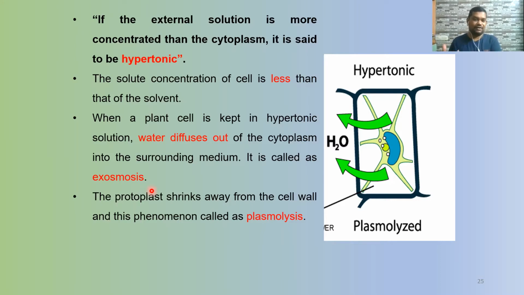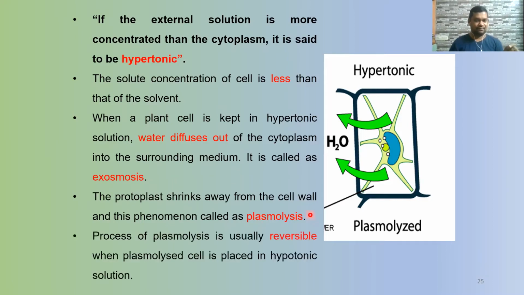In the earlier case the cell was turgid; now it will shrink. And that phenomenon is called plasmolysis. It is exosmosis due to which plasmolysis takes place. But plasmolysis to some extent can be reversed. Because of keeping it in a hypertonic solution, plasmolysis occurred, so the protoplasm shrinks and the cytoplasm comes in the center.